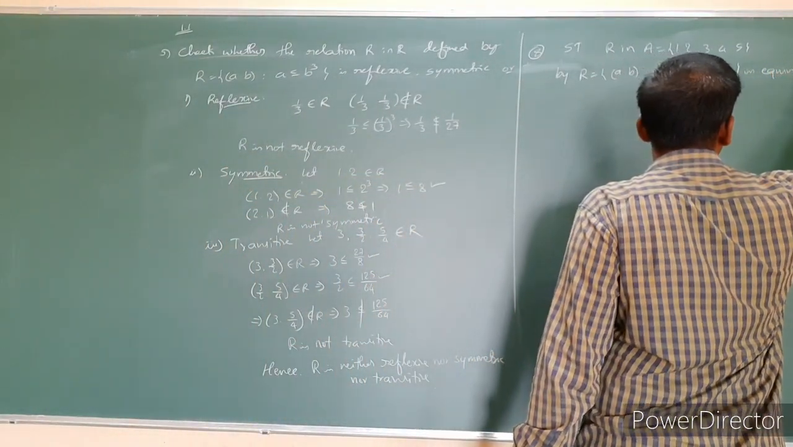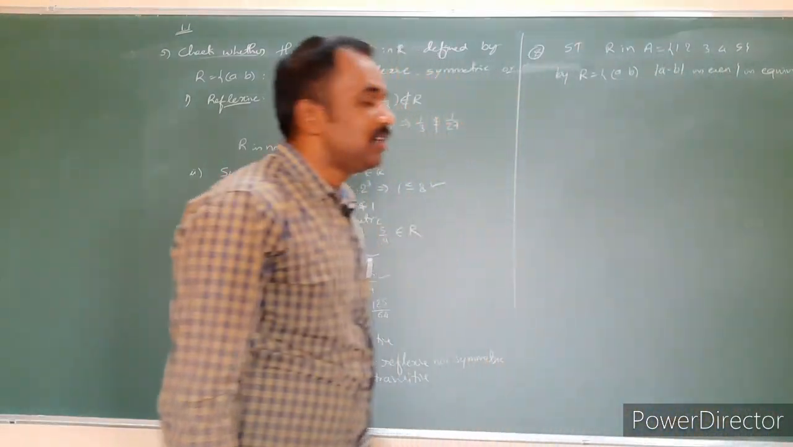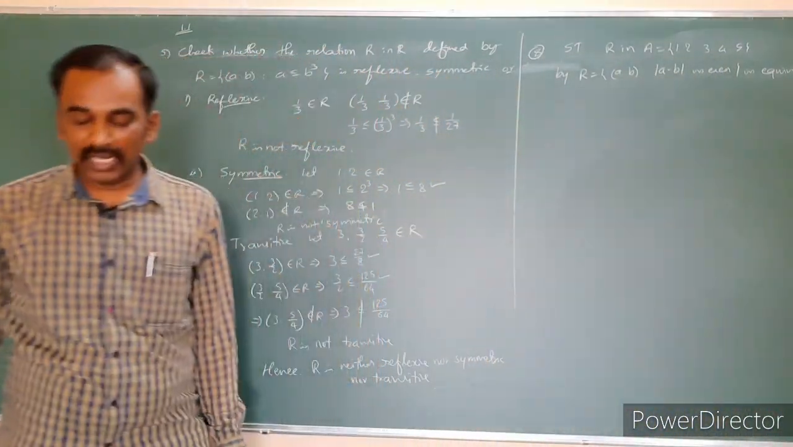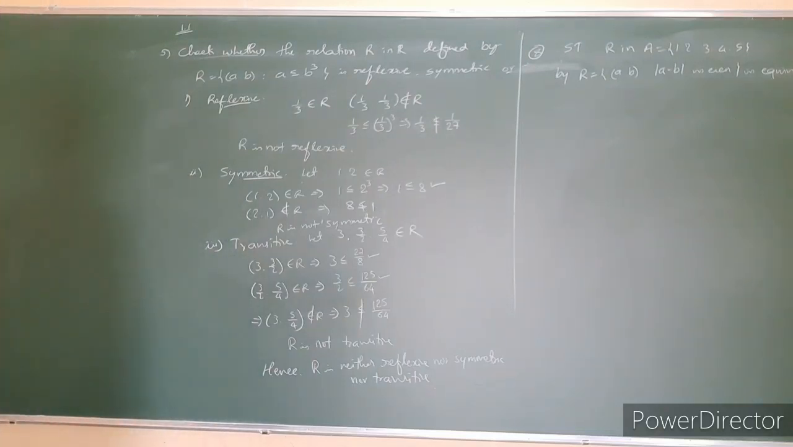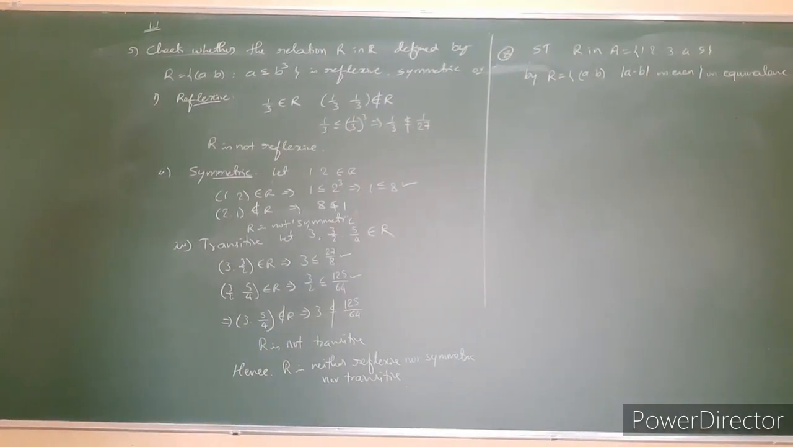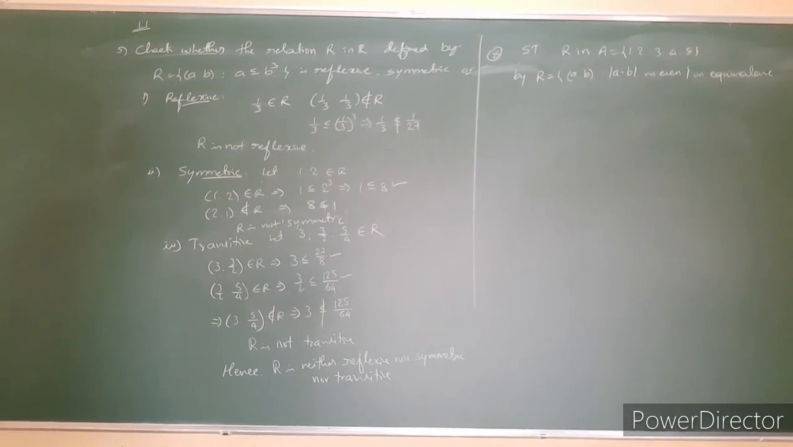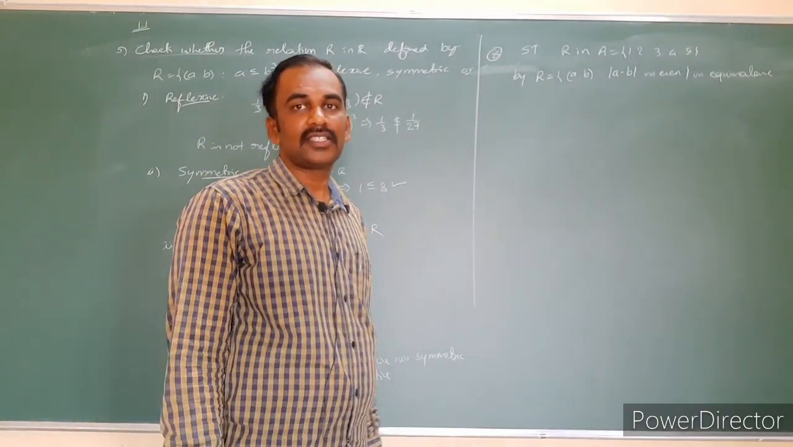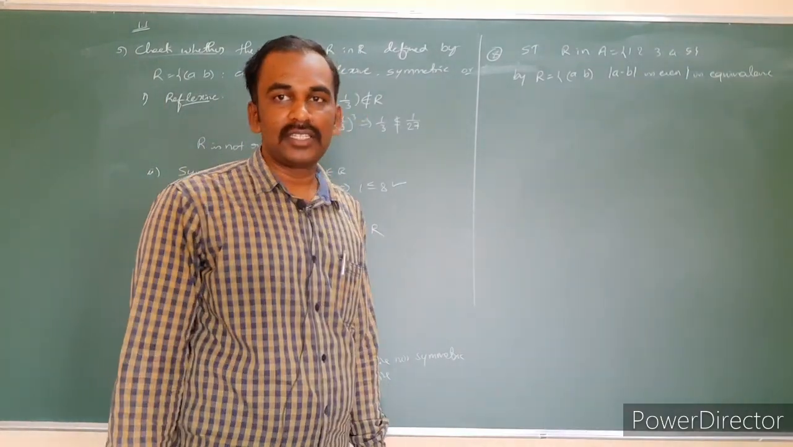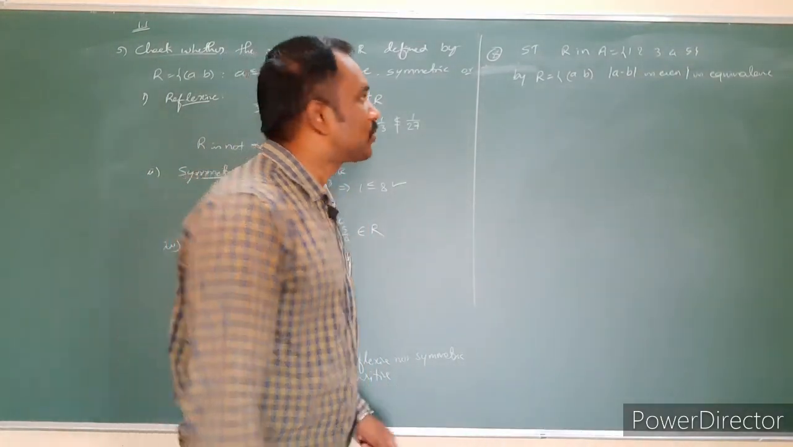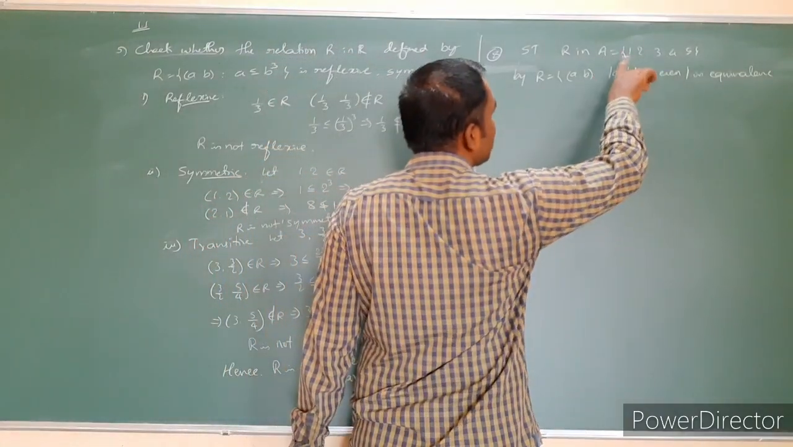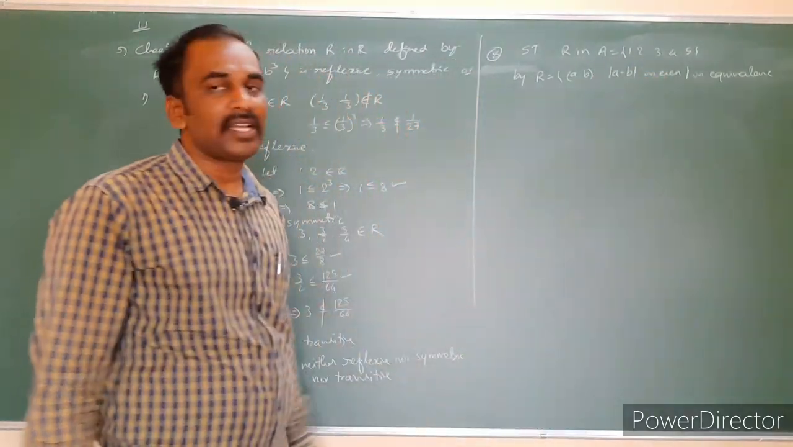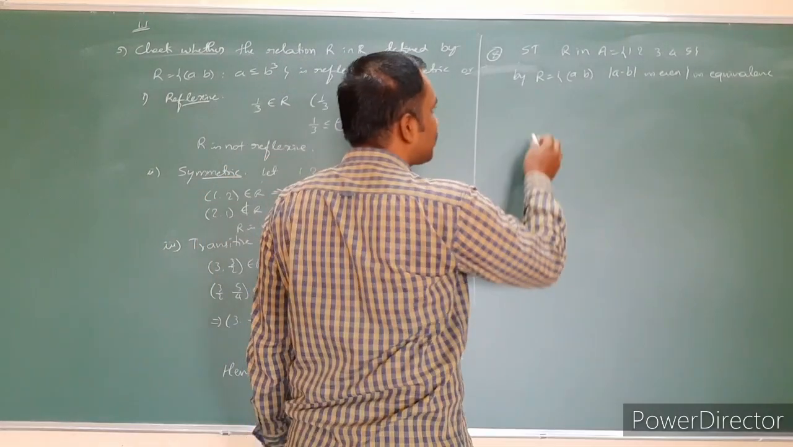You already know what is meant by an equivalence relation. An equivalence relation means a relation which is reflexive, symmetric as well as transitive. Such a relation is called an equivalence relation. You can easily verify this one. Because A is only a finite set, the ordered pairs will be finite, or else you can also do it in general.